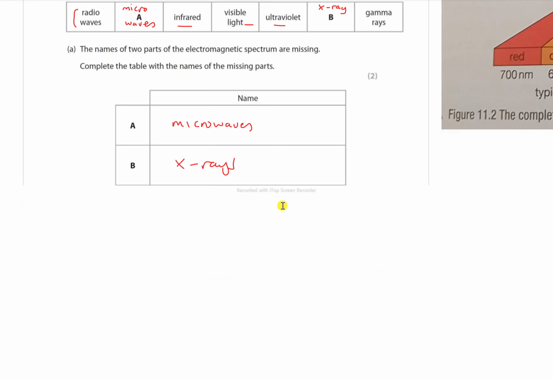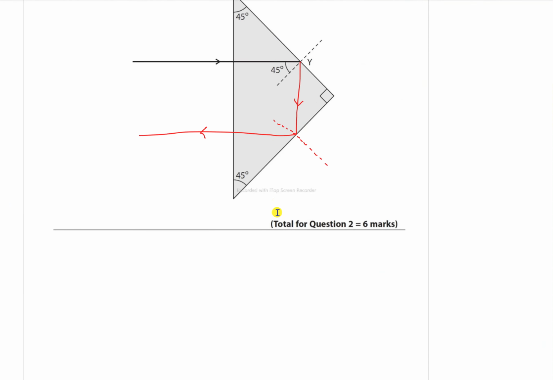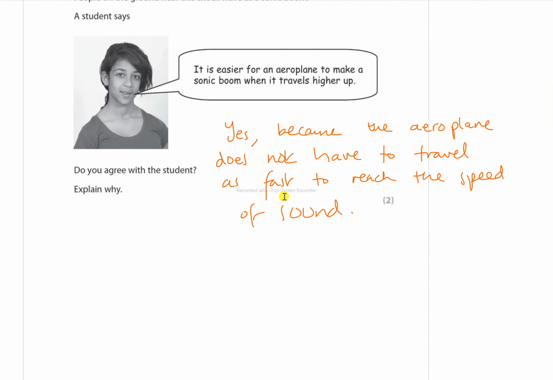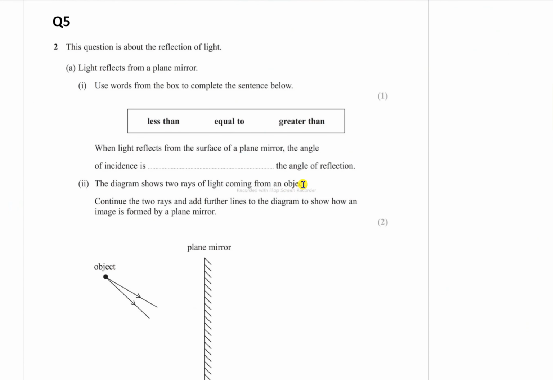Let's go. How far did we get? We did that. Right, okay, question number 5. This question is about reflection of light. Light reflects in a plane mirror. Use the words from the box to complete the sentence. Less than, equal to, greater than.